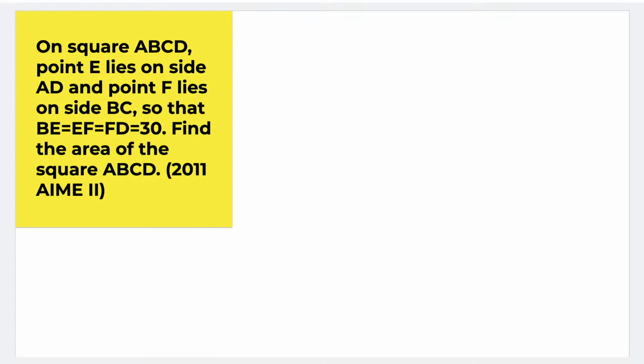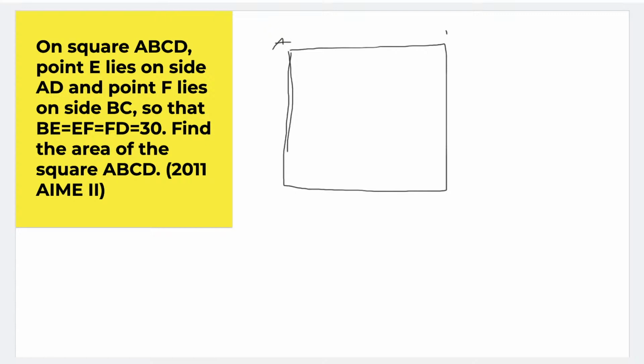Okay, I'm just going to draw the diagram. So square ABCD. Point F lies on side BC, and E lies on AD, so that BE equals EF equals FD. So pretend this is E and this is F. Then all of these are 30. Okay, now I want you guys to solve this.